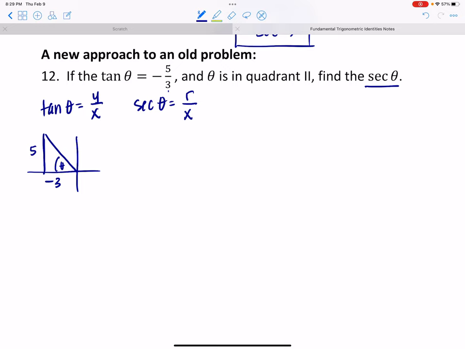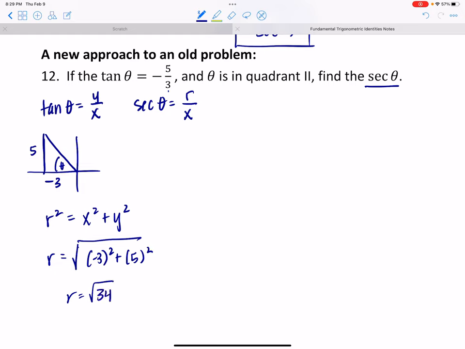It's the Pythagorean theorem. So remember we said r squared would equal x squared plus y squared, or r would be the square root of negative 3 squared and 5 squared. So that's 25 and 9, which is 34. So radical 34, which means the secant of our angle is radical 34 over x, which was negative 3. So that would be our solution. Okay, that's not new. We've done that before.